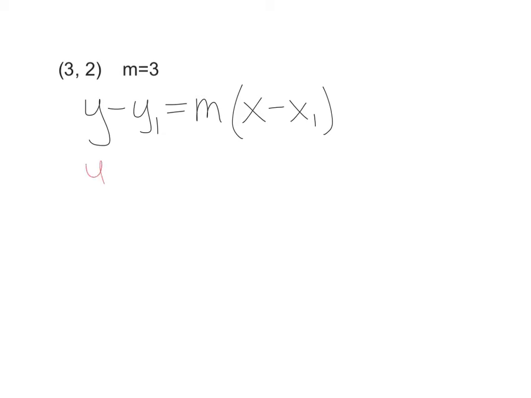I'd have y minus, my y is 2, so I go ahead and put minus 2, remember it's the opposite, equal to 3 times x, and then my x1 is 3, which means I put minus 3 in my equation, again using the opposite. This is currently an equation of this line, but we want to write it in standard form. So we want it to be in the form where x and y are on the left-hand side and the constants are on the right. So first thing we must do is distribute.